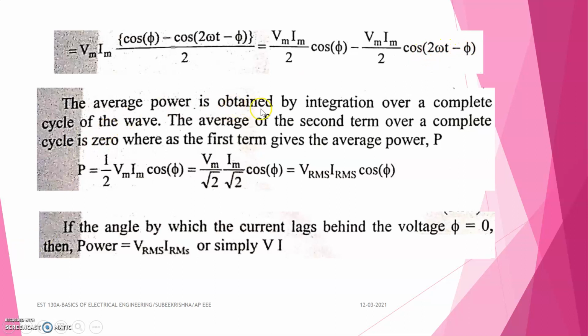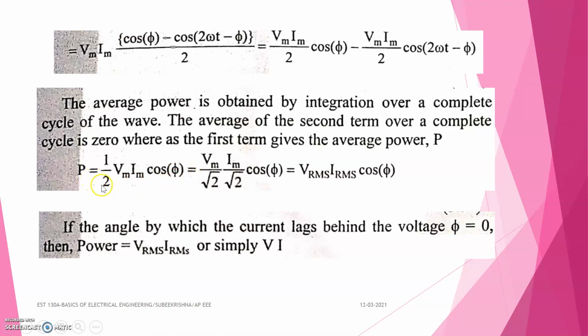The average power is obtained by integration over a complete cycle of the wave. The average of the second term over a complete cycle is 0, whereas the first term gives us the average power P. While integrating the second term over a complete cycle, we get 0. So the average power of an AC circuit is equal to Vm Im divided by 2 into cos φ.